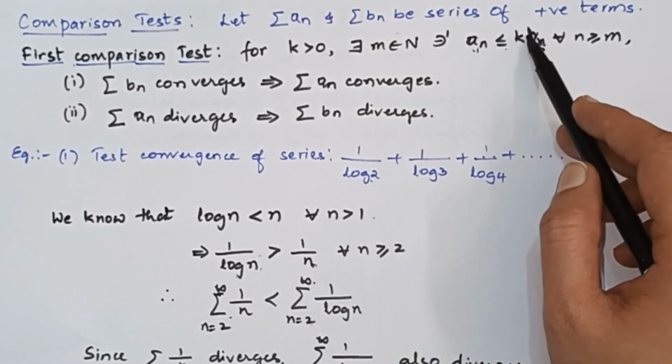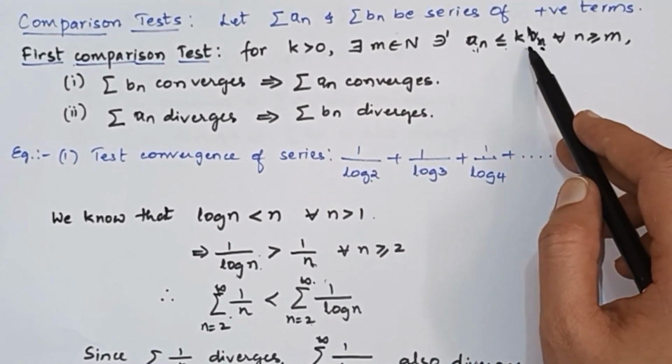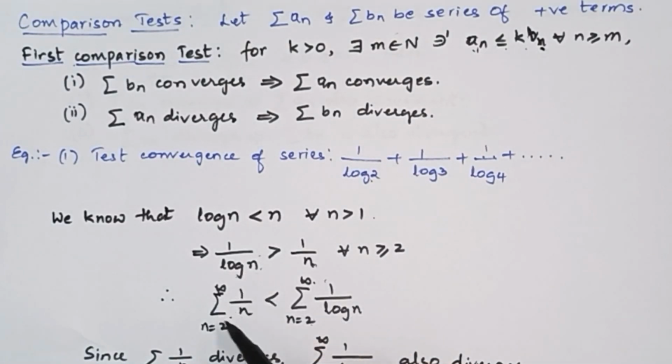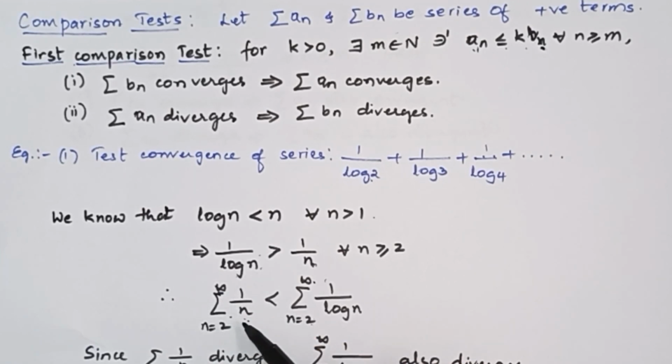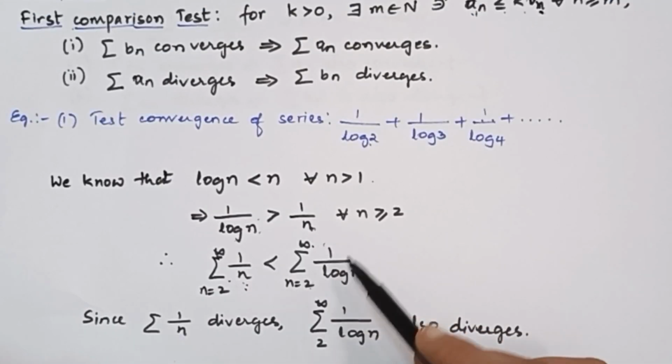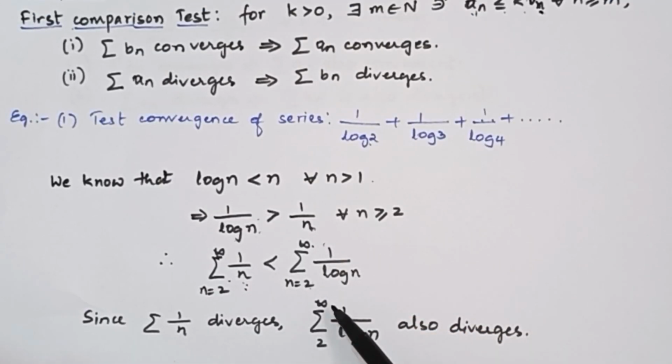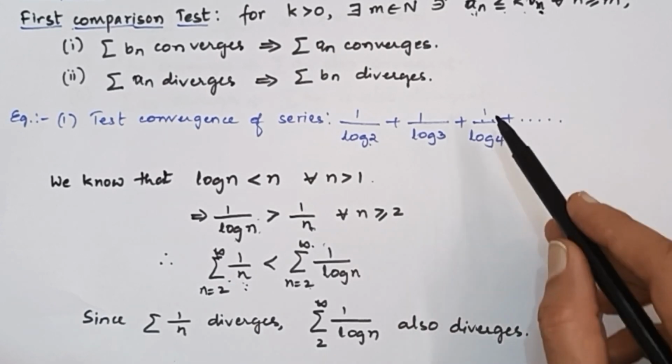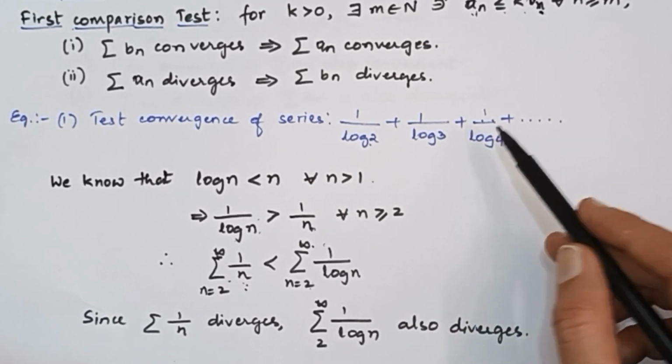Now you can apply this comparison test. We know that for 1 by n, using the P series test, the value of p equal to 1 here. By the P series test, sigma 1 by n diverges. Whenever the smaller series diverges, the bigger series must diverge. Hence, summation 1 by log n, n equal to 2 to infinity, also diverges. This is called the first comparison test.